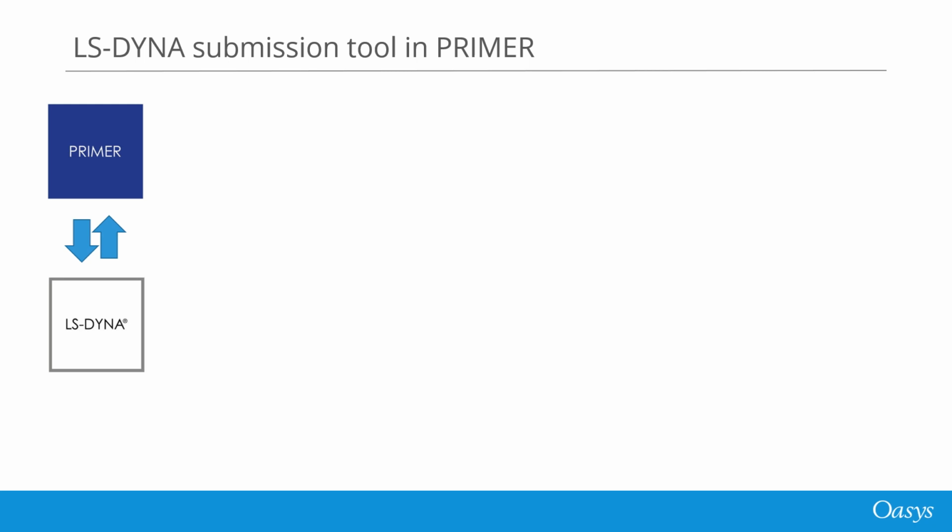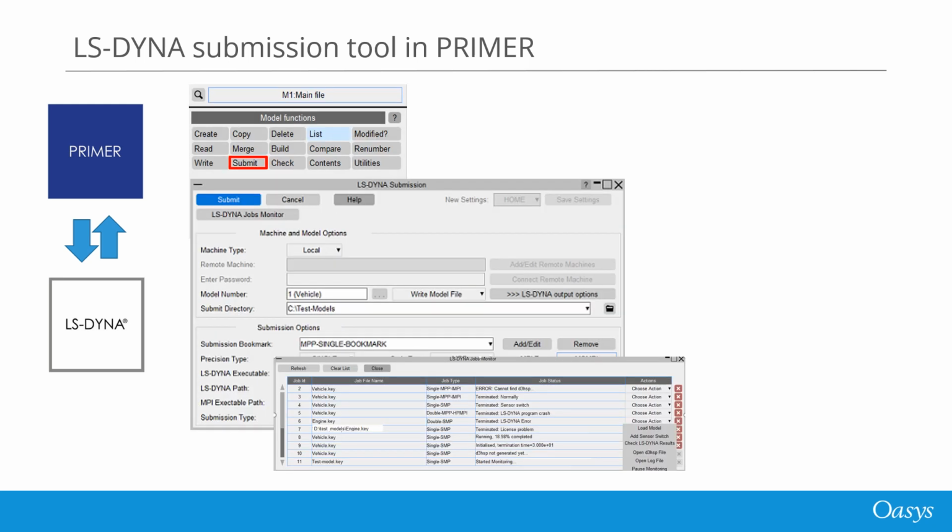To aid the model preparation and checking processes and carry them out in the fastest and most efficient way, we have introduced a tool to allow direct submission to LS-DYNA from within the primer. This tool uses the power of Oasys Shell, a dedicated LS-DYNA submission tool in Oasys. This tool allows you to submit a model easily into LS-DYNA directly from within the primer. The model can be submitted locally or onto a remote machine or cluster.